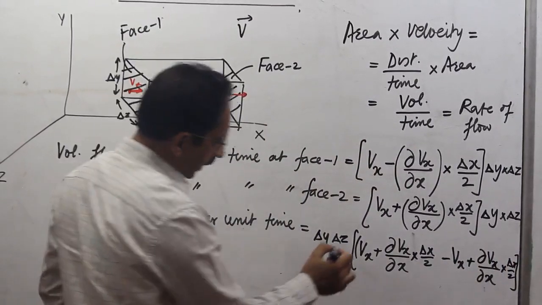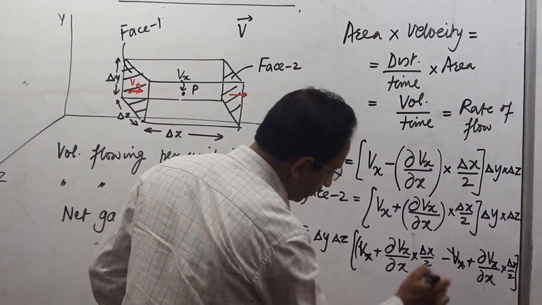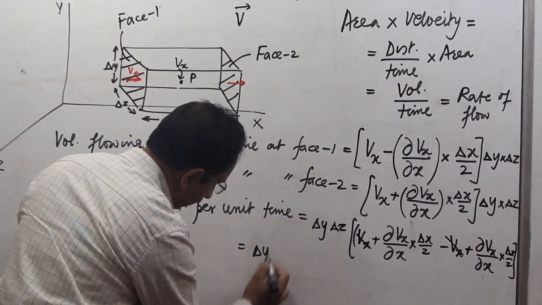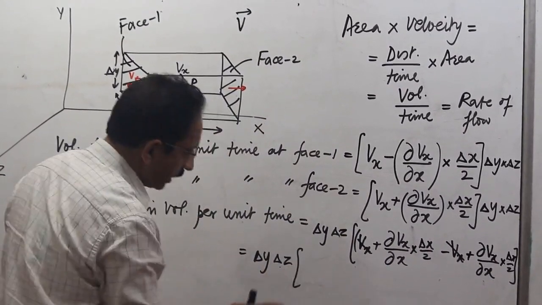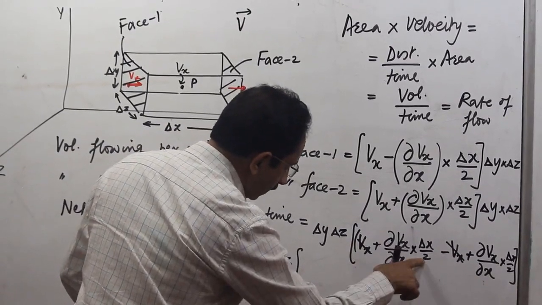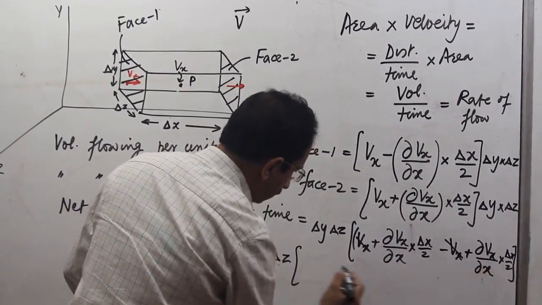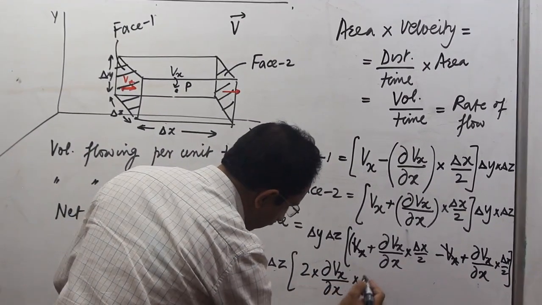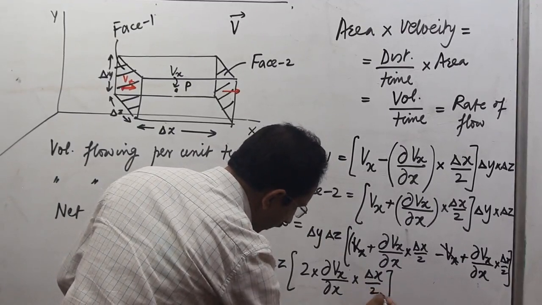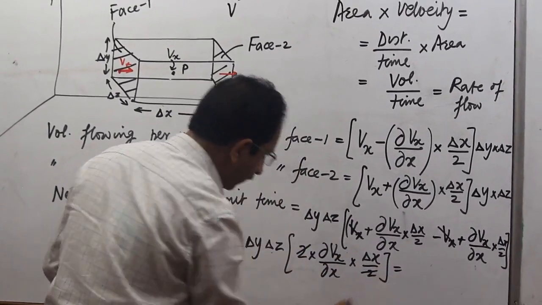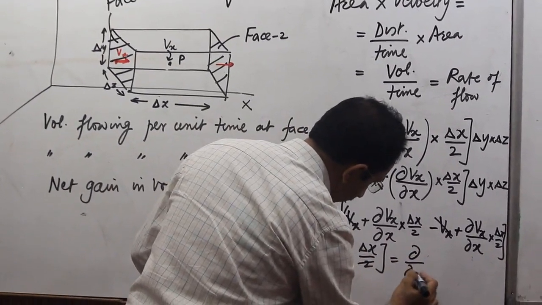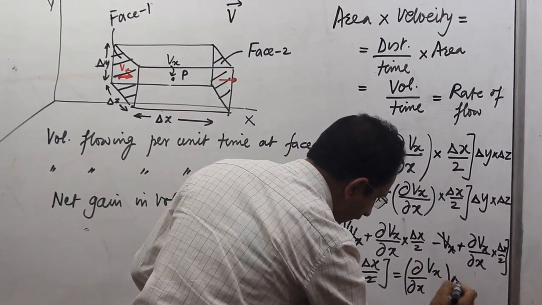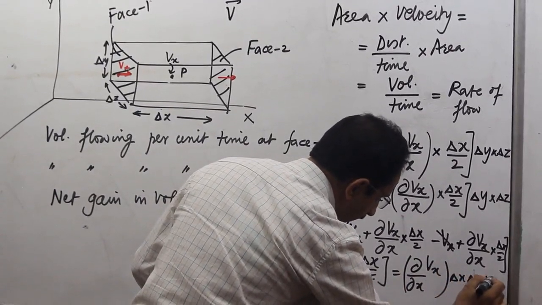Once you make this operation, Vx and Vx will get cancelled, and these two will add together. So your result will be delta y into delta z common outside. This will be twice of this, and the twice will cancel out with the 2 below. So that will be twice of dou over dou x of Vx into delta x by 2, and this 2 and 2 cancel out. Finally it is dou over dou x of Vx multiplied by delta x, delta y, delta z.